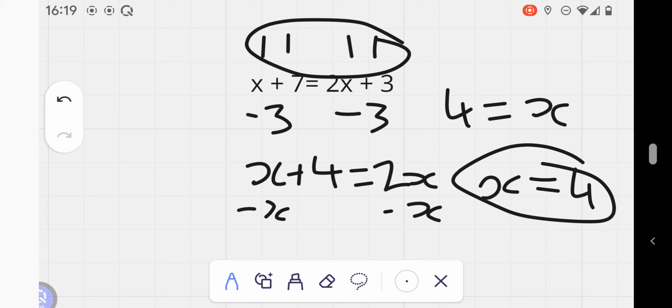Alright, seems simple? Now you understand how equations work.